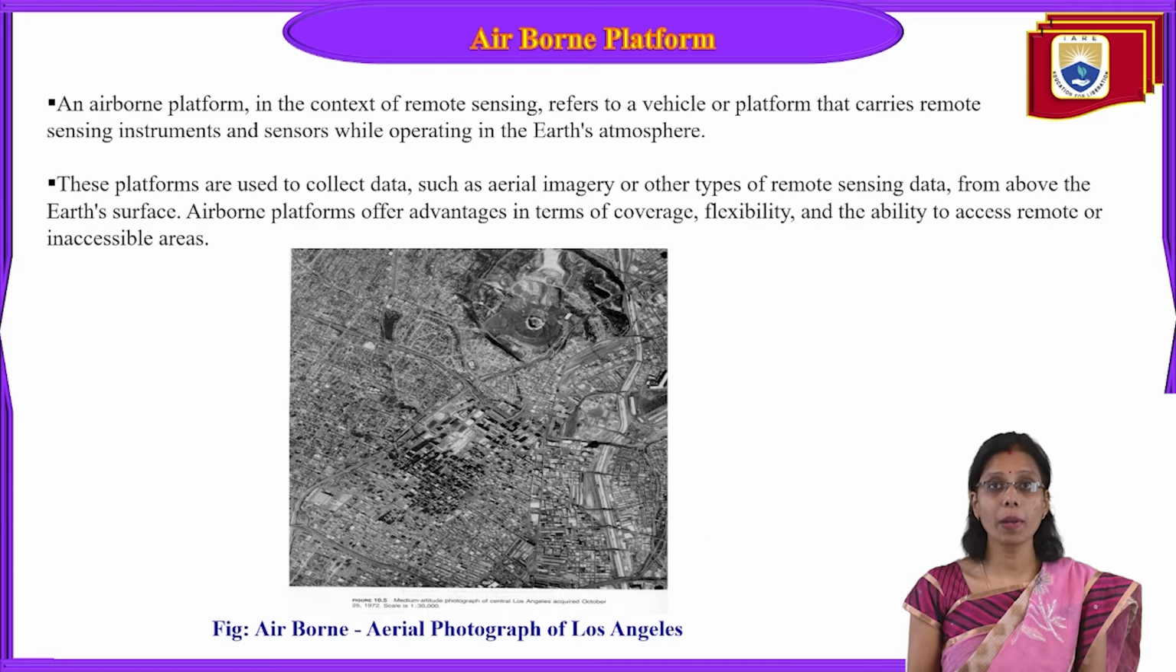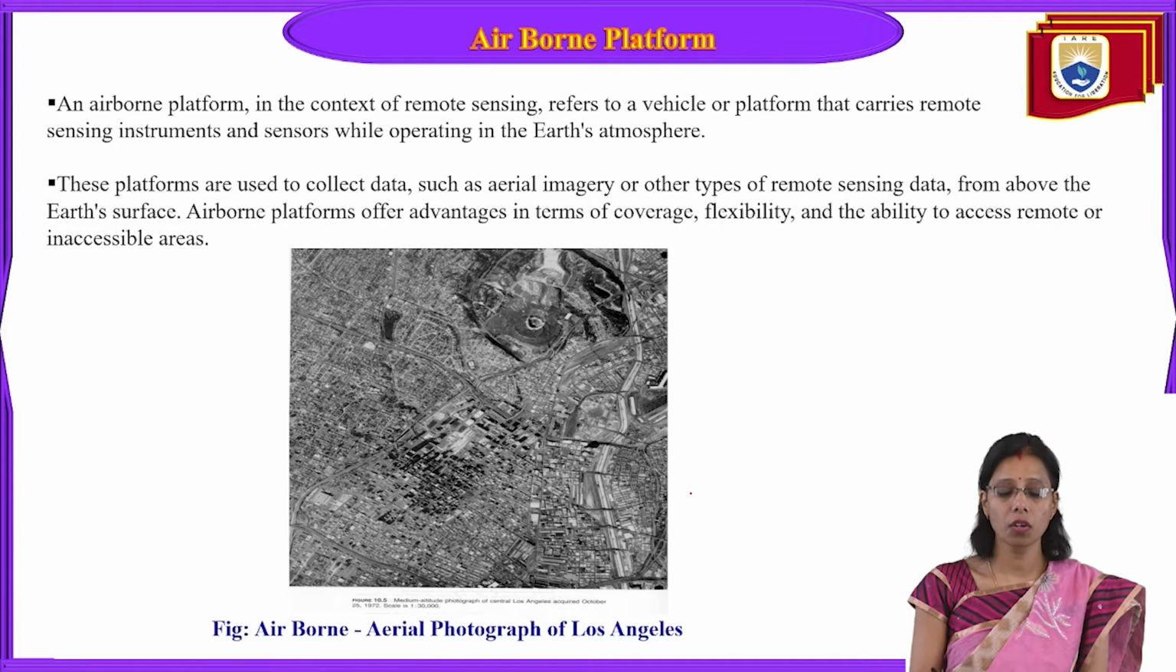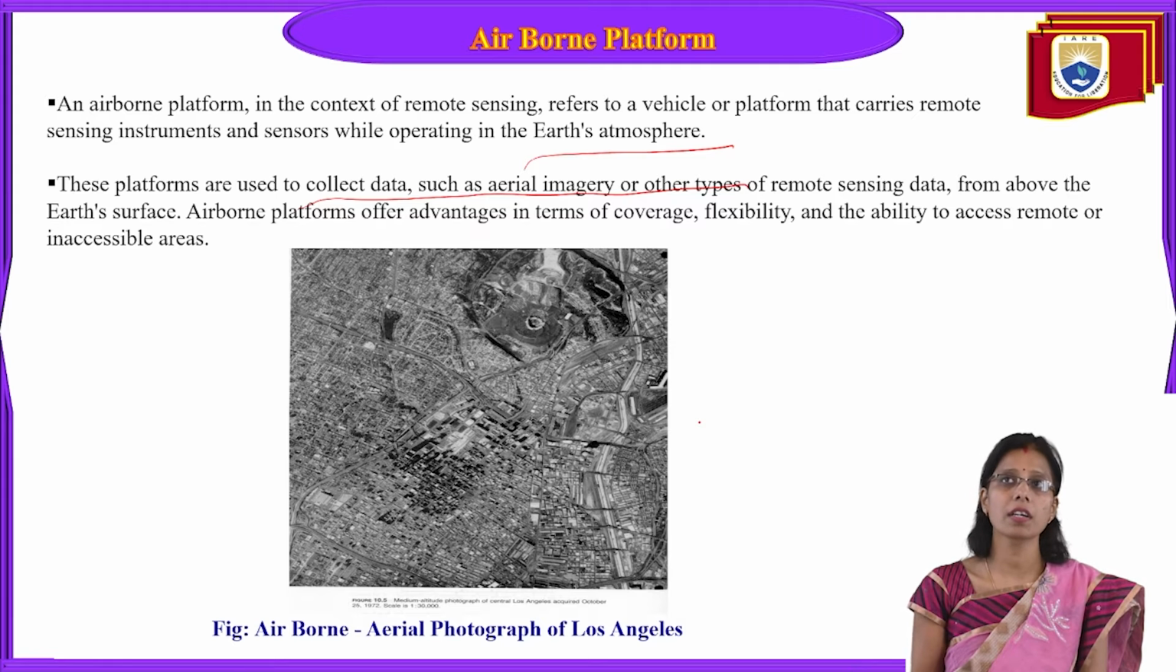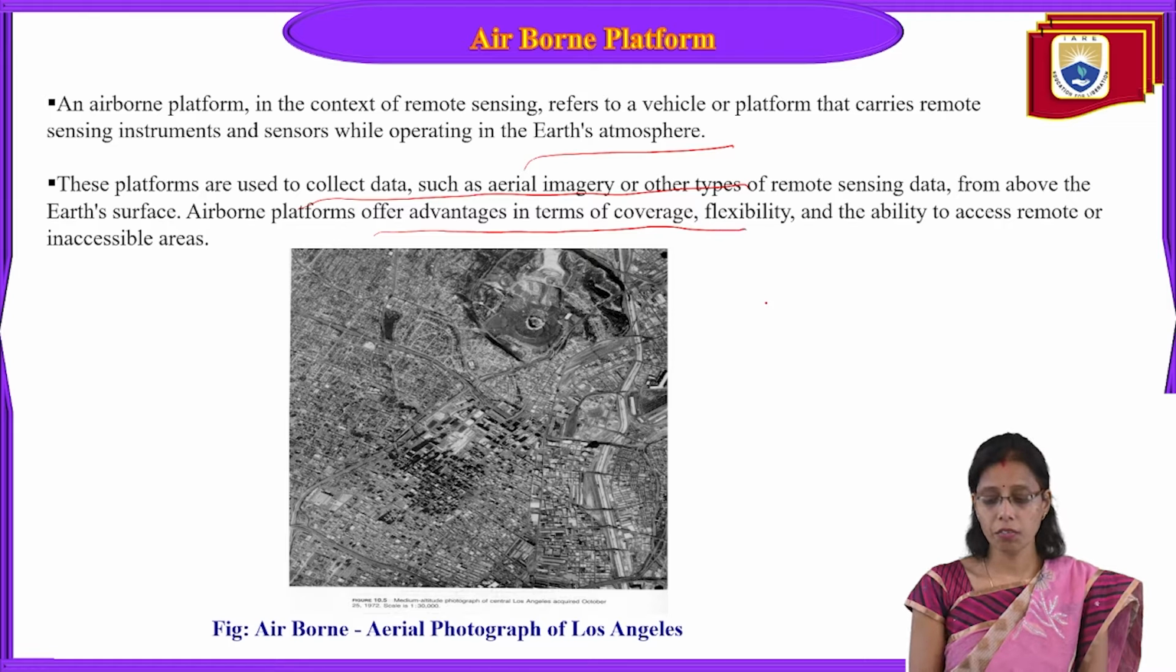Now we have an airborne platform. This is also a kind of remote sensing, like photogrammetry we have studied in the previous lectures. This refers to the vehicle or platform that carries a remote sensing instrument and sensor while operating in the Earth's atmosphere. These platforms are used to collect data such as aerial imagery or other types of remote sensing data above the Earth surface. An airborne platform offers advantages in terms of coverage, flexibility, and the ability to access remote or inaccessible areas. Inaccessible areas means where we cannot reach out. That kind of areas we are able to capture with the help of this kind of sensors.